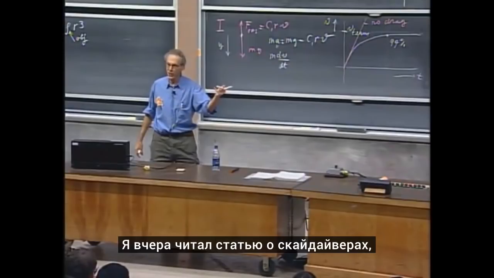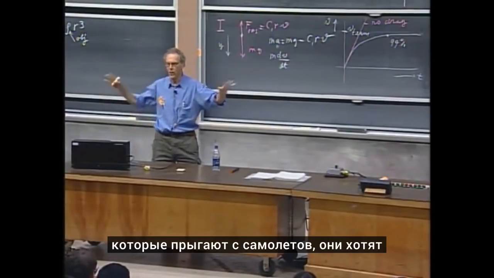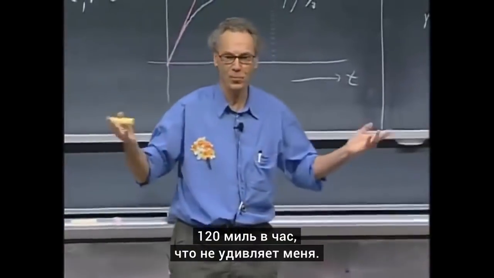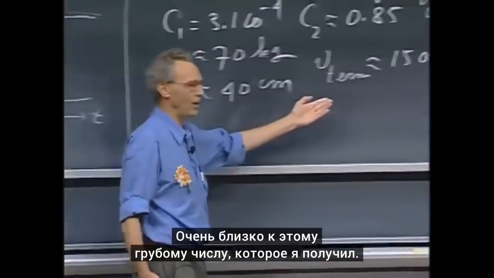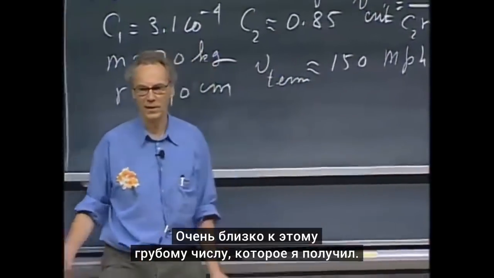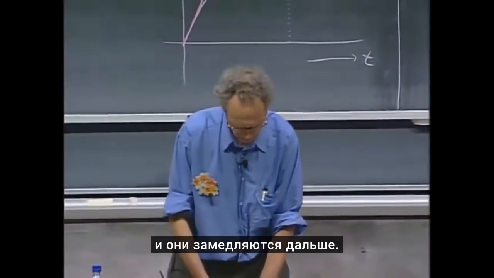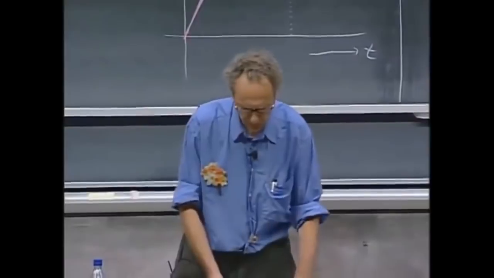I just read an article yesterday about skydivers who jump out of planes and they want to open the parachute at the very last possible moment. And they reach terminal velocities of 120 miles per hour, which doesn't surprise me. It's very close to this rough number that I calculated. Of course, then they open the parachute and then the air drag increases enormously, and then they slow down even further.